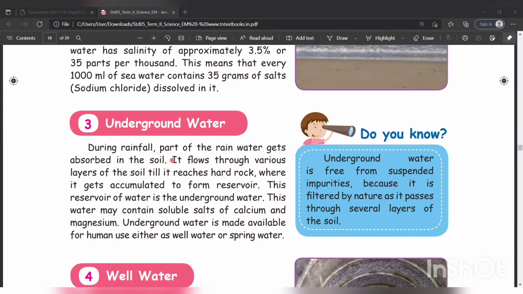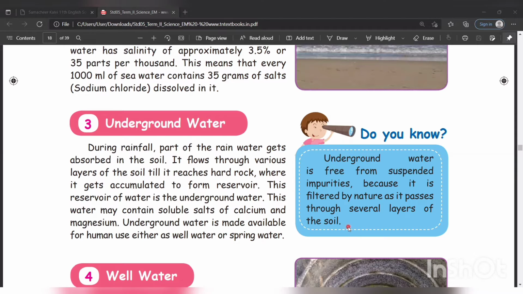This underground water becomes available to us in the form of well water or spring water, and it contains more of calcium and magnesium salts, that is, soluble salts. So this underground water is free from suspended impurities because it is filtered by nature as it passes through several layers of soils.